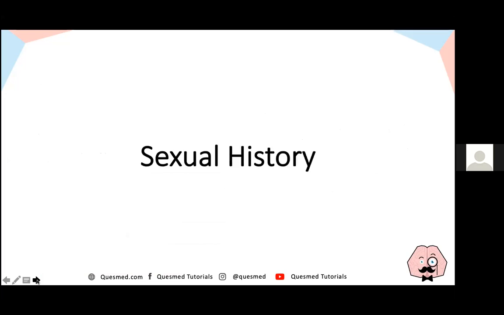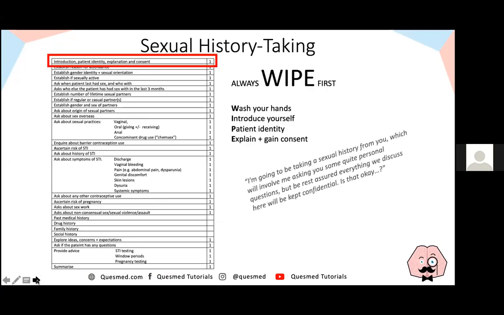So let's move on to a more specific sexual history. And remember, we always wipe first. We wash our hands, introduce ourselves, identify the patient and explain. Now, it's particularly important to explain what you're going to do in a sexual history, because taking a sexual history is quite intrusive and patients do find it embarrassing. So it's often worth at this point explaining to the patient that you are bound by confidentiality and try and put them at ease that anything you tell them is going to remain confidential.